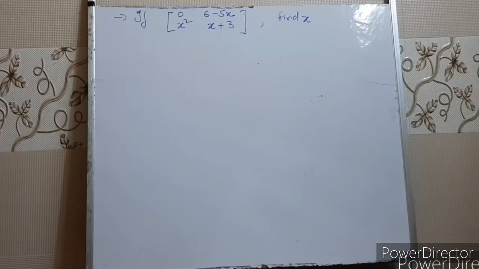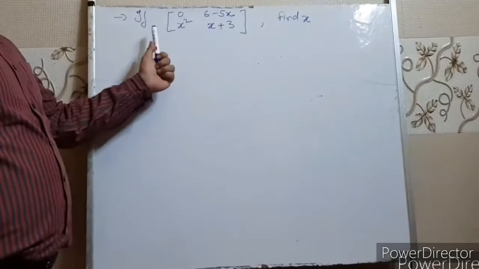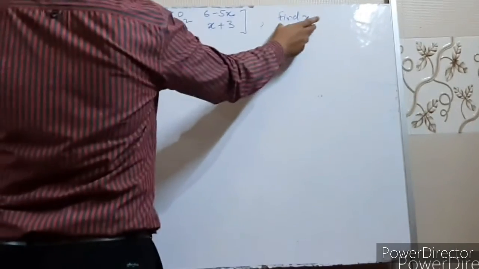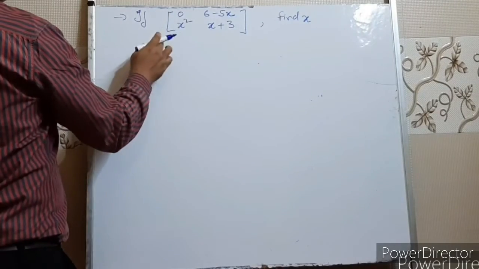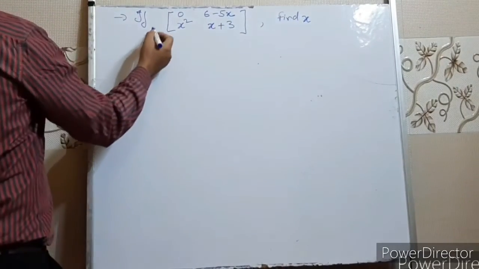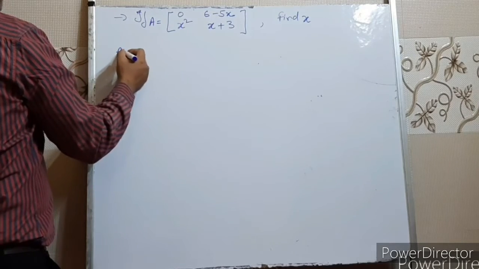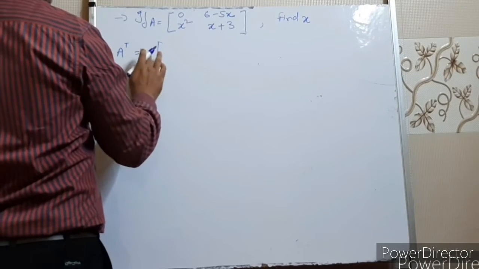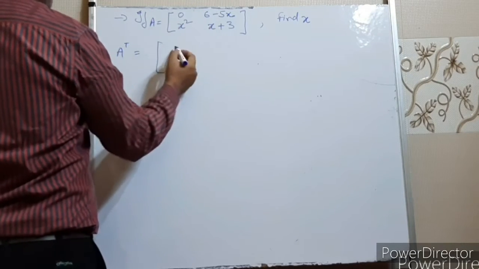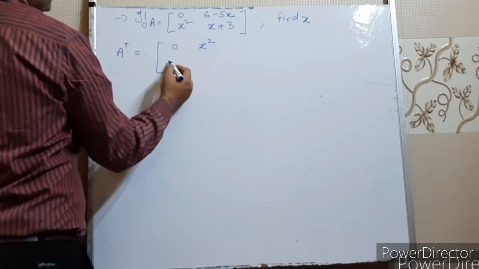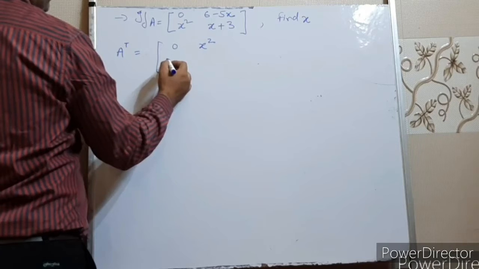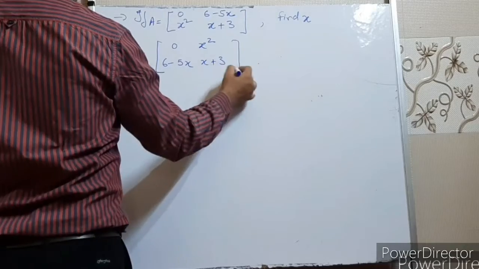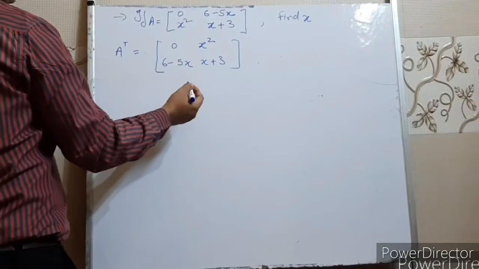Children, now let's solve a few sums. In this sum, it says if this is a symmetric matrix, then find the value of X. If A is symmetric, then you have to take the transpose of this matrix. What will we get? Interchange the rows and columns. The first column will become the first row, it will be 0, x square. The second column will become the second row, 6 minus 5x and x plus 3. So A transpose equals A.